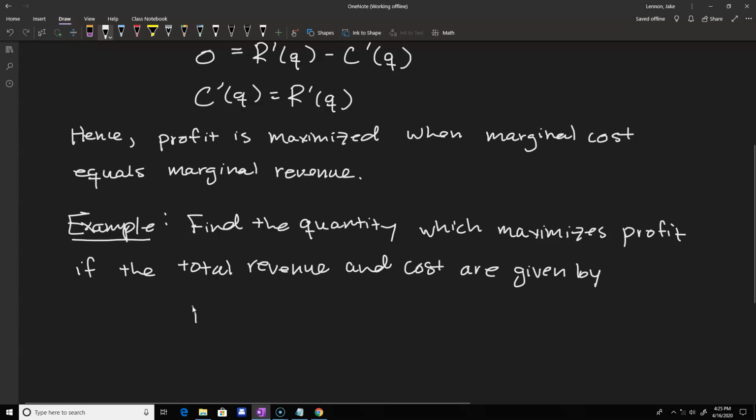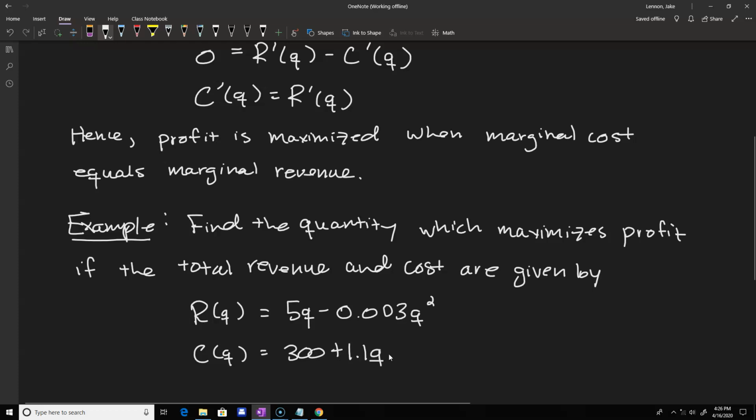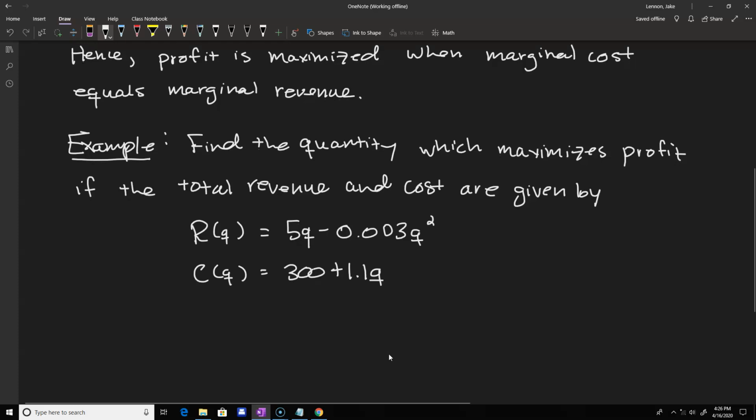say R of Q is the quadratic 5Q minus 0.003Q squared, and C of Q is 300 plus 1.1Q. That's just a linear cost model. So the cost is increasing linearly and the revenue is following a quadratic pattern. And again, we have some domain restrictions here. These models are accurate when Q is between 0 and 1,000 units.